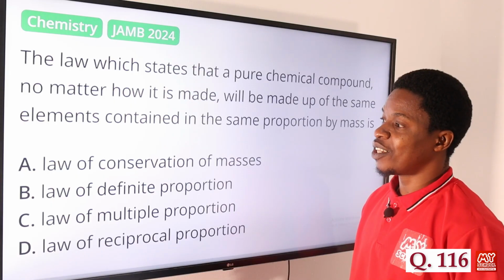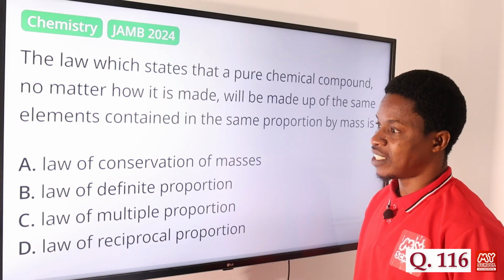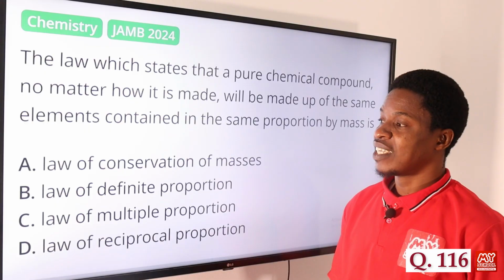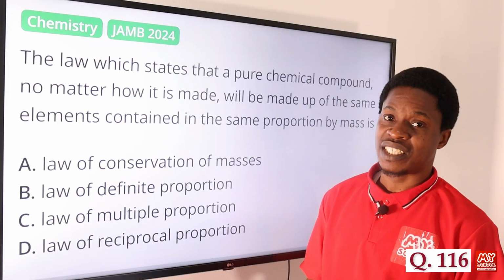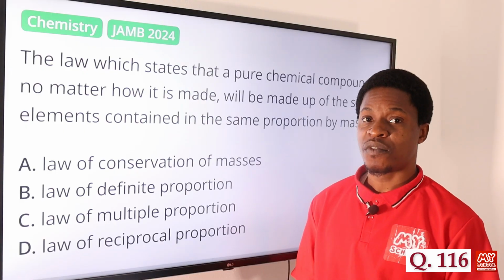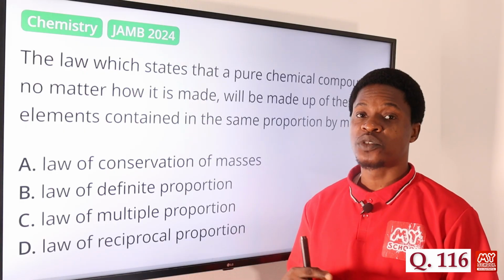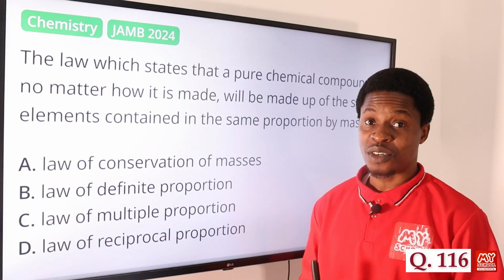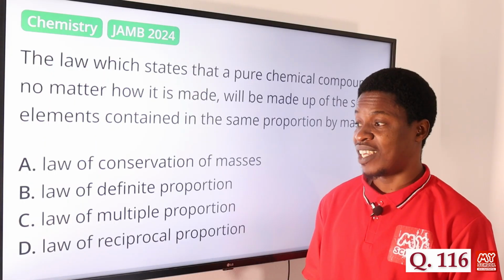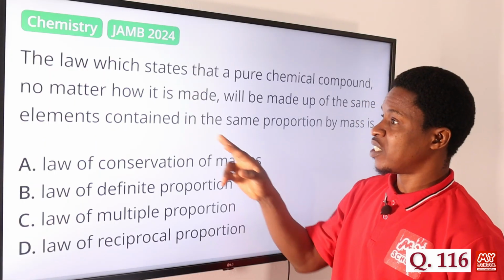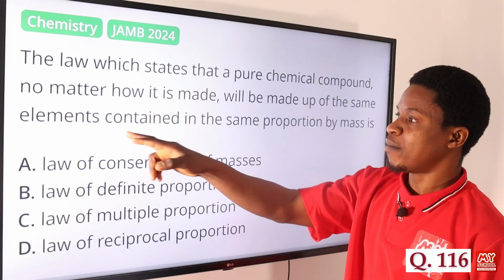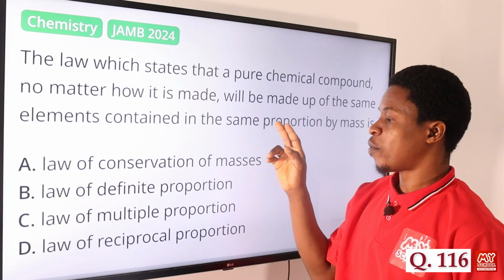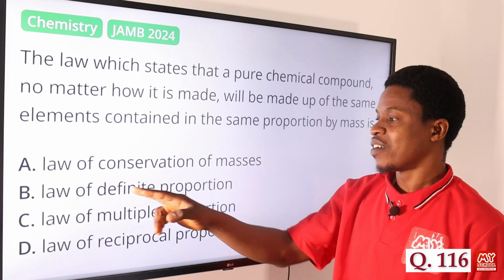Option A says law of conservation of masses. The law of conservation of masses states that mass or matter can neither be created nor destroyed, but can be transformed from one form to another. It looks like the law of conservation of energy too. But this is saying that no matter how it is made, it will be made up of the same elements contained in the same proportion. Option B says law of definite proportion.